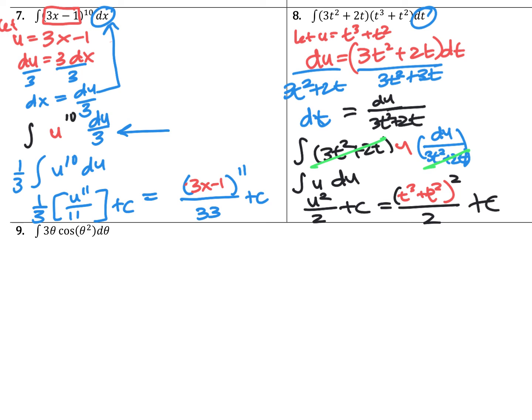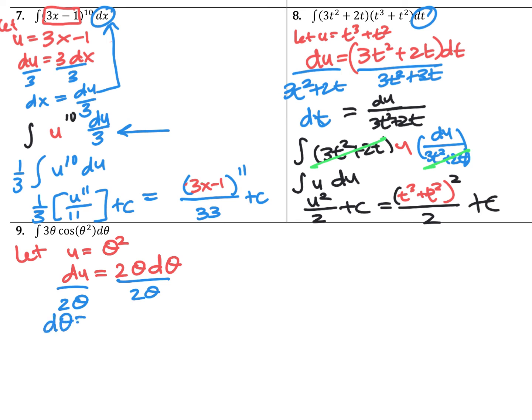All right, last example. If you haven't tried one on your own, I really encourage you to do that here. We're going to let u equal theta squared. So du is 2 theta d theta. And if I solve for d theta, and it's okay that it's theta instead of x, the process is exactly the same. I'm going to get that d theta is equal to du divided by 2 theta.